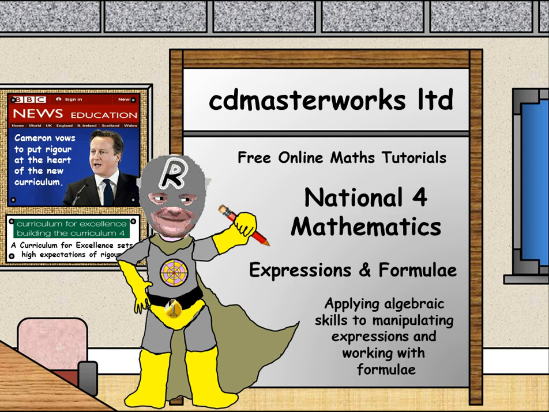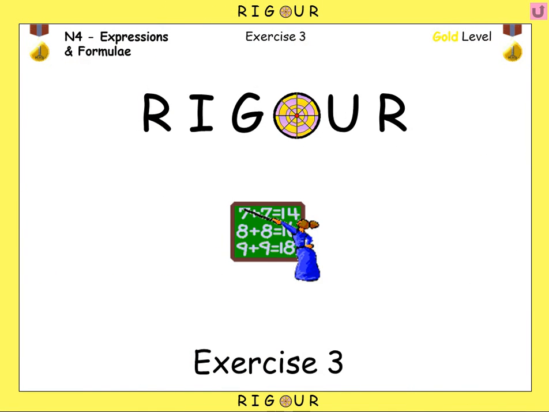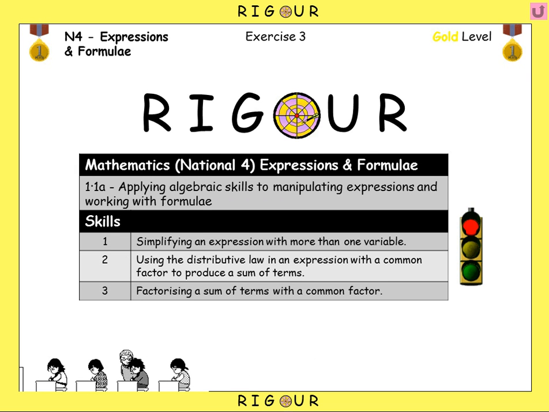So we're looking at the Algebraic Skills module again from the Expressions and Formulae unit of the National 4 Mathematics course, only this time we're going to be taking all those skills all the way up to gold level. So first of all, we're simplifying expressions, then we're using the distributive law, and last of all we're going to be factorizing.